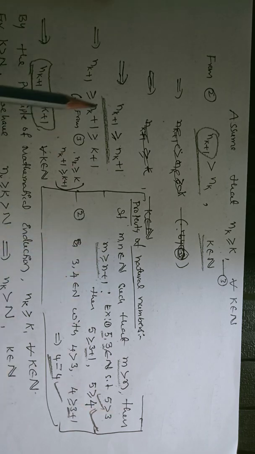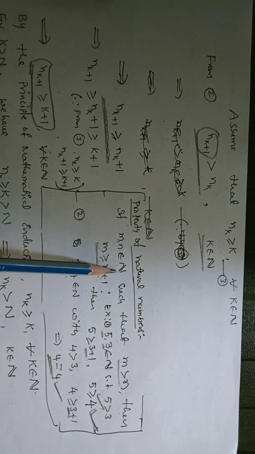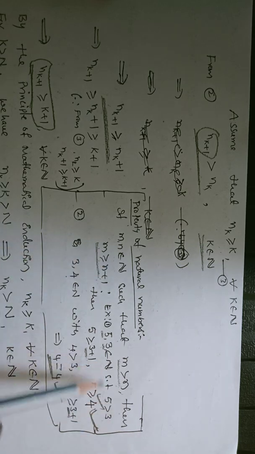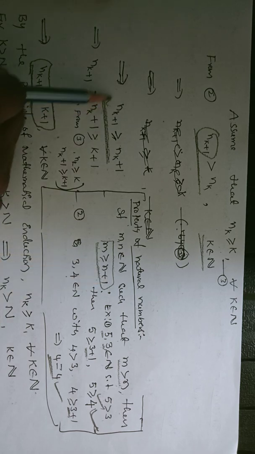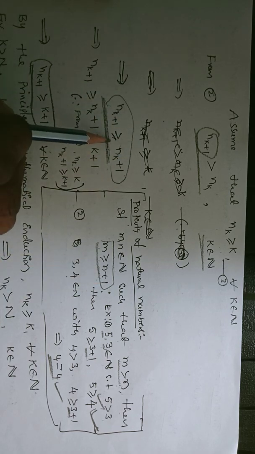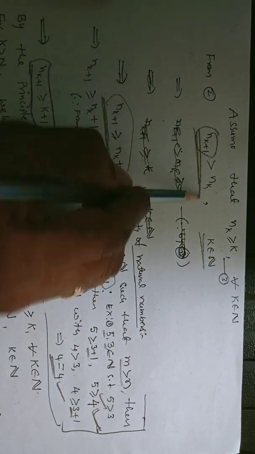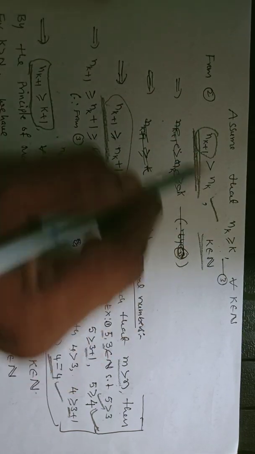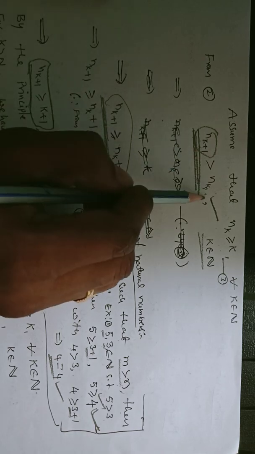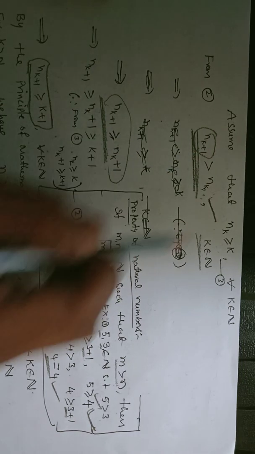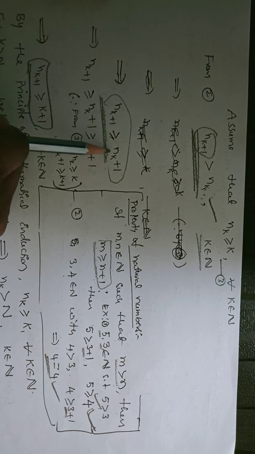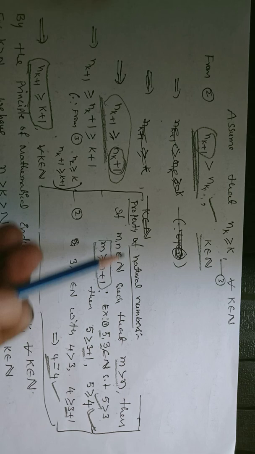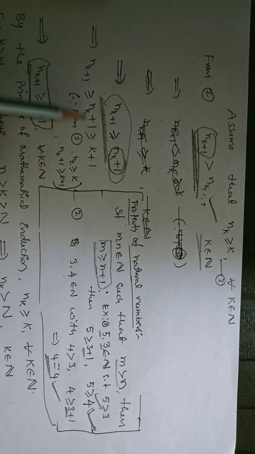So now what is the property? Here I can use it. m and n are two natural numbers, m greater than n, then m is greater than or equal to n plus 1. You observe here nk plus 1 is strictly greater than nk. These two are natural numbers. Then by this property, nk plus 1 is greater than or equal to nk plus 1, which is greater than or equal to k plus 1.